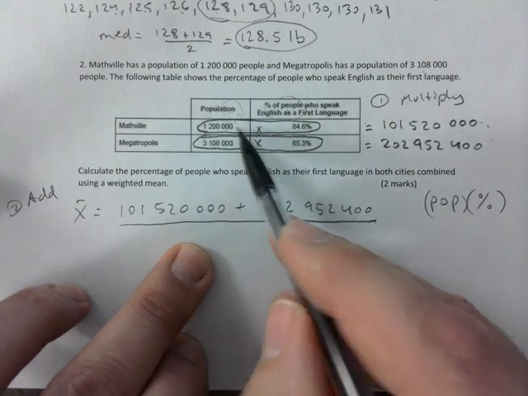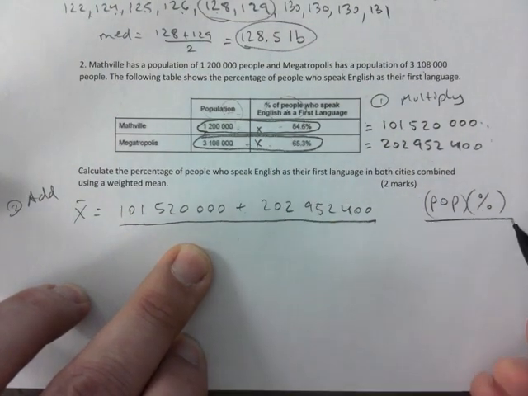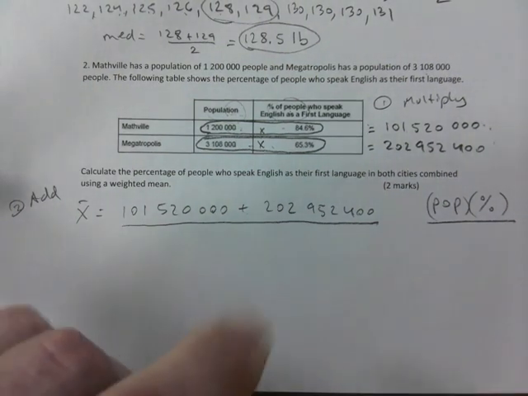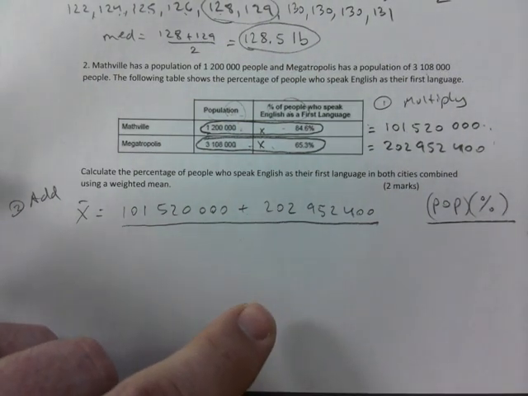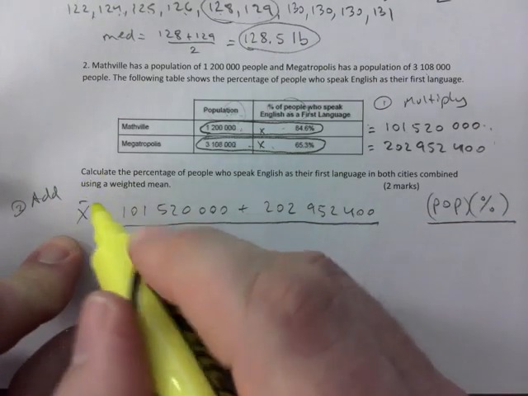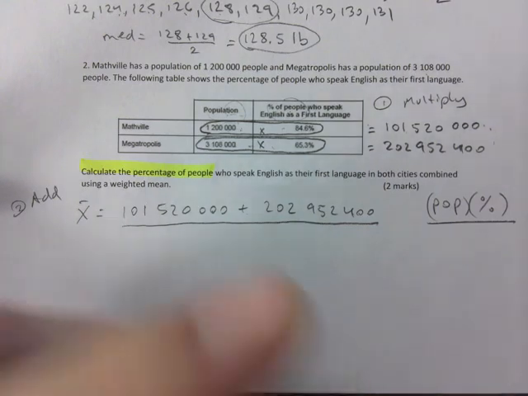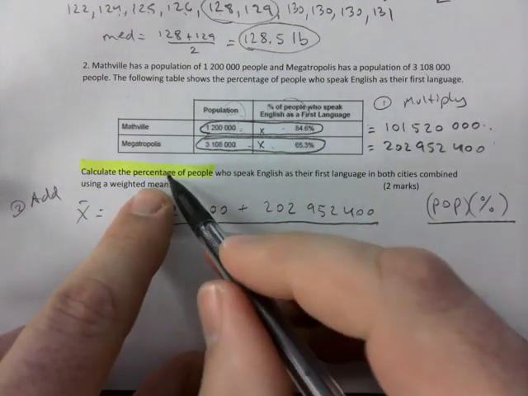That's what I've done the whole time when I multiplied these two. So I need to divide by something. And before you do that, you figure out what they are asking in the first place. Calculate the percentage of people. That's what they want. Emphasis on percentage of people.